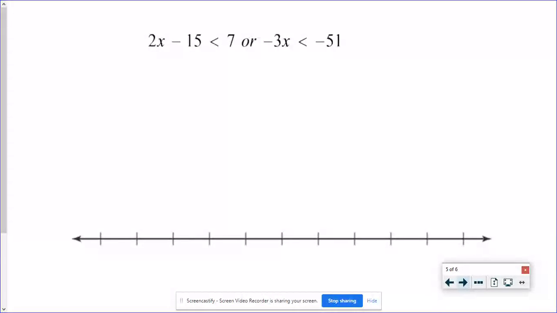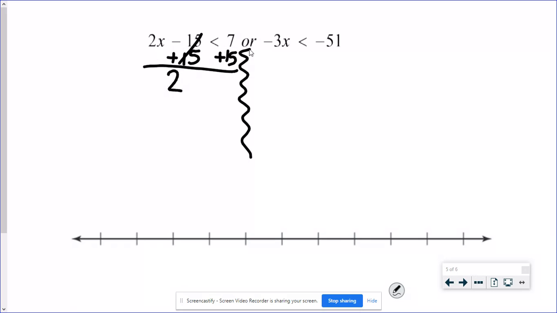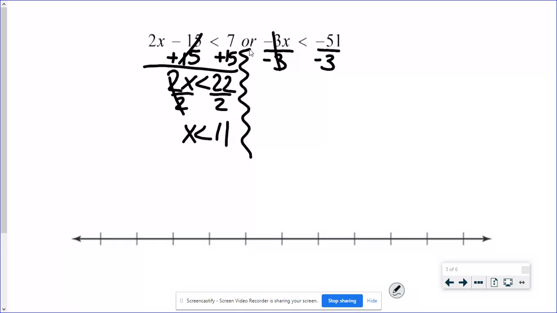And one last problem as a review. Or problem. Two separate problems to solve. So we're going to add 15. 2x is less than 22. And we'll divide. On the right side, when we divide by -3, remember dividing by a negative is going to flip my sign. -51 divided by -3, they're the same signs, so that's going to be positive 17.